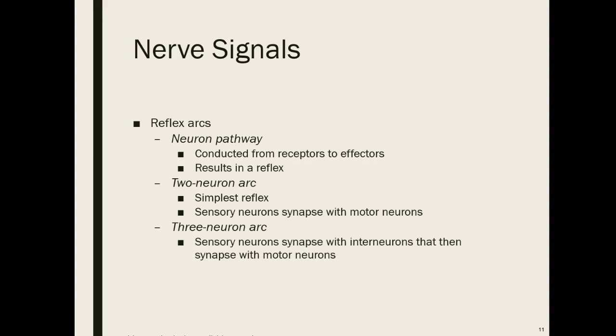These reflex arcs are broken up into two different types, a 2-neuron arc and a 3-neuron arc. The biggest difference is that the 2-neuron arc is only going to have sensory neurons and motor neurons. There's no interneurons in between. The 3-neuron arc is going to involve a sensory neuron, an interneuron, and then a motor neuron. So when it says that the sensory neuron is going to synapse with the interneurons, that just refers to the junction between the nerve cells. So that's saying that the sensory neuron is going to meet up with the interneuron, which is then going to meet up with the motor neuron.